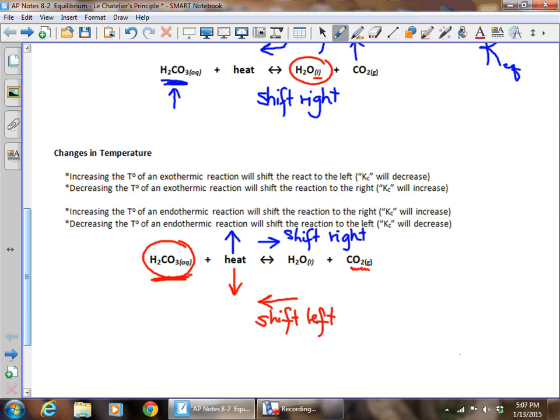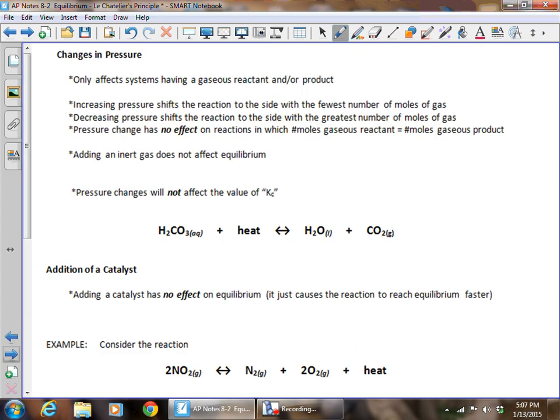Now, if this were an exothermic reaction, the heat term would be written on the right, so increasing the temperature of an exothermic reaction would cause the reaction to shift left. Cooling down an exothermic reaction would cause it to shift right. So it all depends on where that term is. If you think about it in terms of shifting to the opposite side, you can determine how it will shift for both concentration and temperature that way.